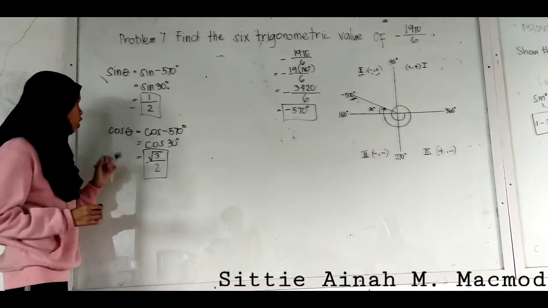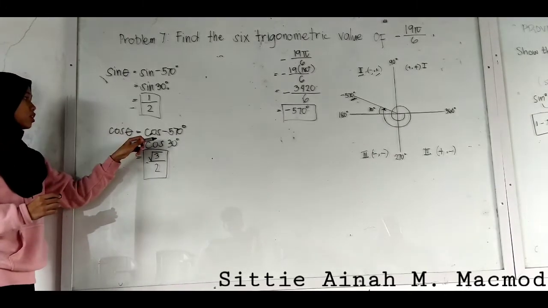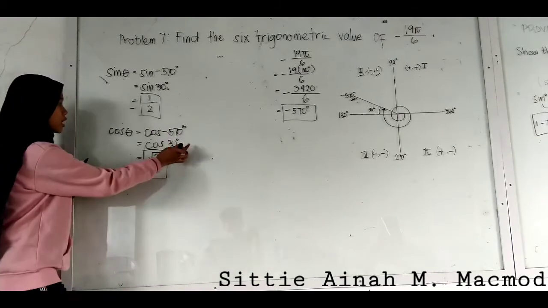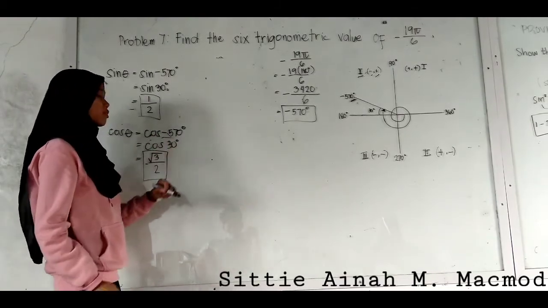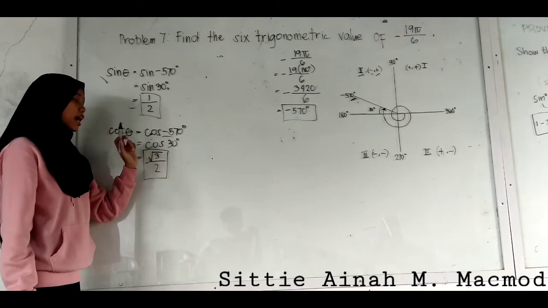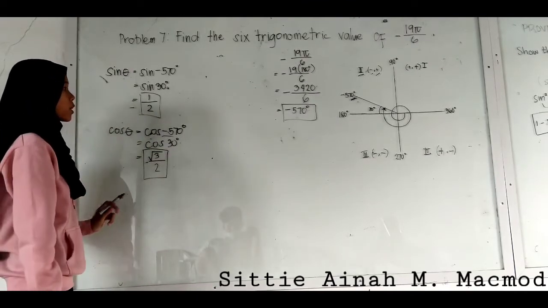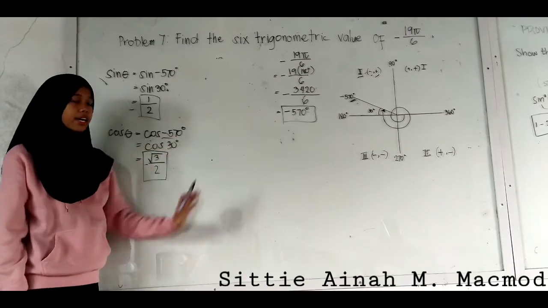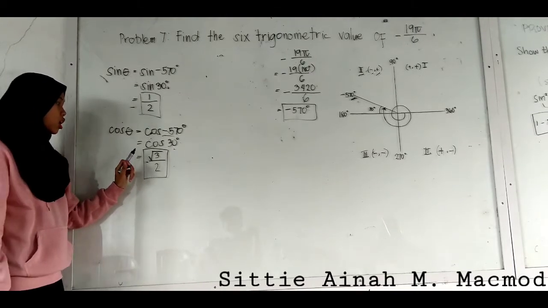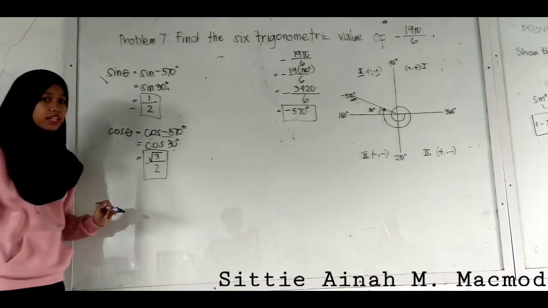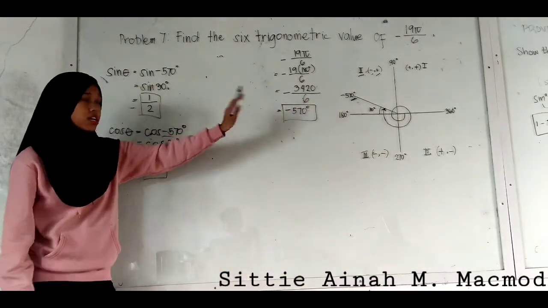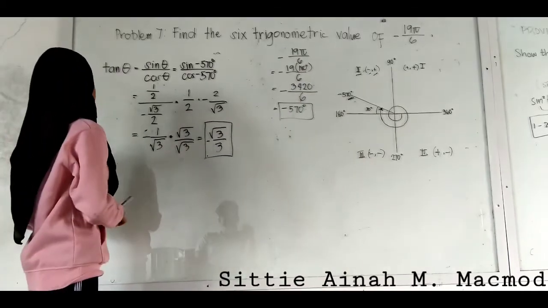So, let's proceed to cosine theta. Cosine theta is cosine of negative 570 degrees. Ang theta natin is negative 570. So, equals cosine 30. Pareho lang ng reference angle. So, cosine 30 is equal to negative square root of 3 over 2. Bakit siya naging negative? Kasi, ang cosine natin sa Cartesian plane is negative. So, let's proceed to tangent.